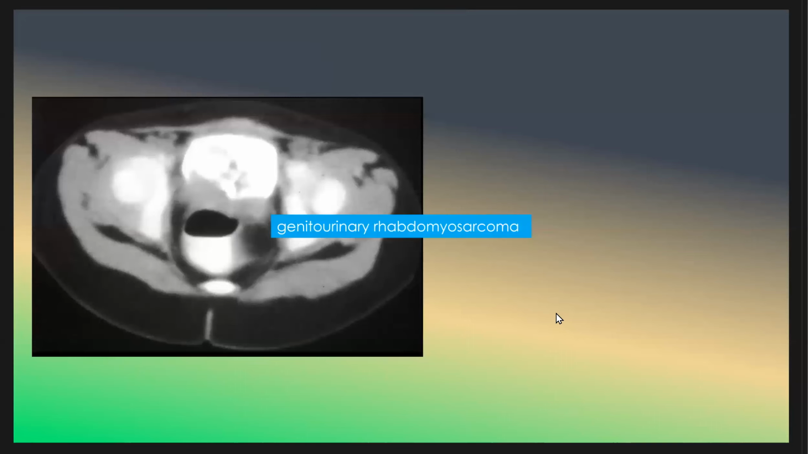What do you think the patient has? This is a patient of the abdomen and the region of the pelvis at the region of the urinary bladder. We see a mass lesion posterior to the bladder, superior to the rectum, infiltrating the bladder, and this is rhabdomyosarcoma.